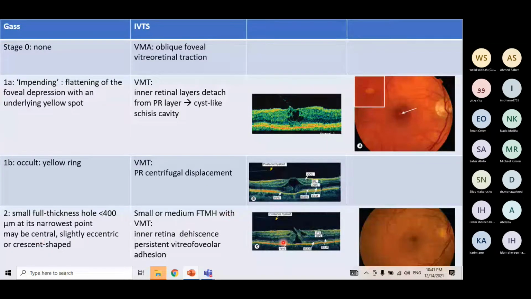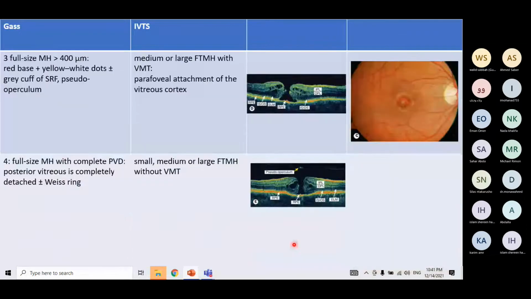Stage 2, you start to have a full thickness hole, but it's small in size, less than 400 microns. Okay. Stage 3, it's a full thickness hole, larger than 400 microns, but without vitreous detachment. Stage 4 is a full thickness macular hole, larger than 400 microns, with a Weiss ring. So you find there is a Weiss ring clinically.